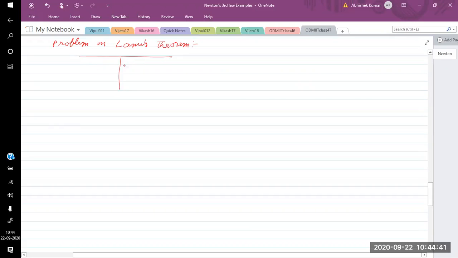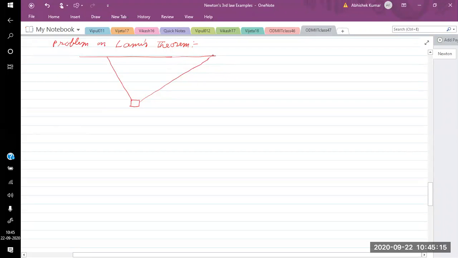We have something like this. An object is hanging, okay. Suppose this kind of system.